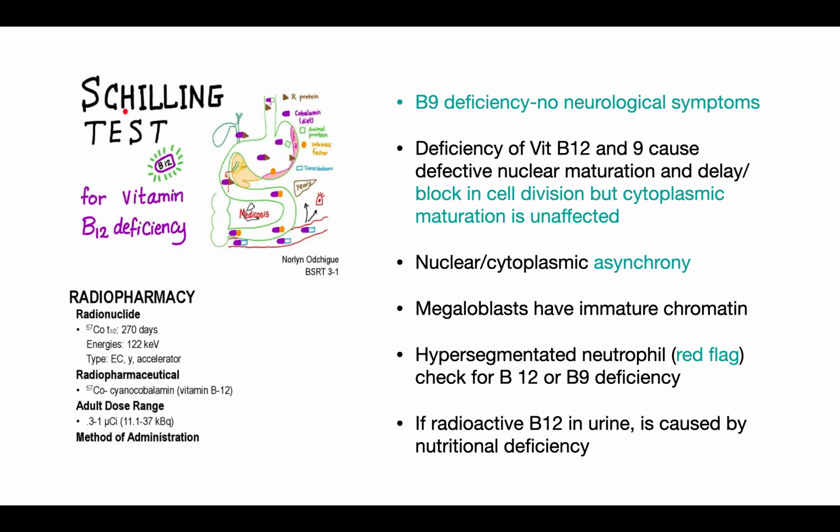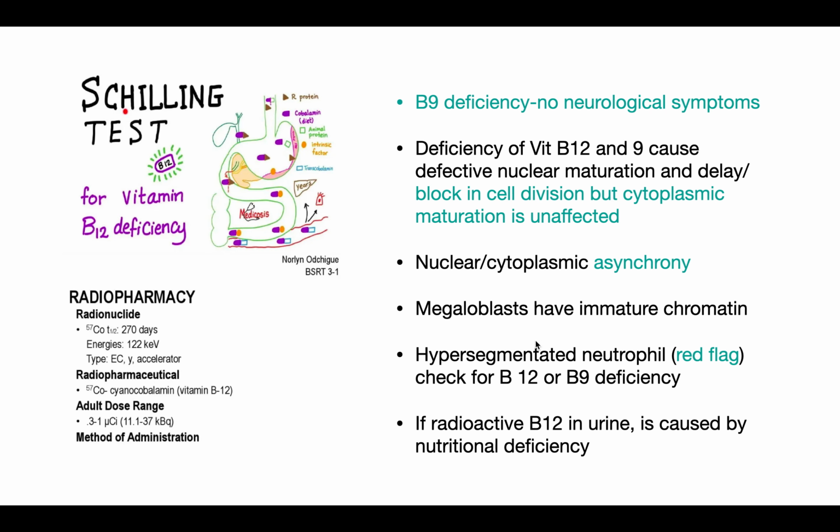Deficiency of vitamin B12 and B9 will cause a defect in the nuclear maturation and a block in the cell division. But the cytoplasmic maturation is unaffected. That's why it's megaloblastic. So the cell just gets bigger. It doesn't divide, it just gets bigger. It's a phenomenon called nuclear cytoplasmic asynchrony. So the megaloblasts will have the immature chromatin, but they're going to have plenty of material to divide.